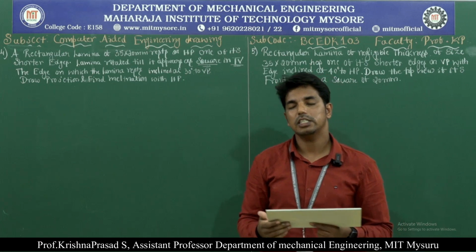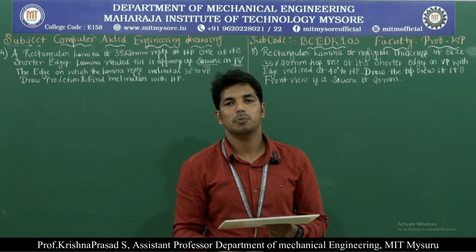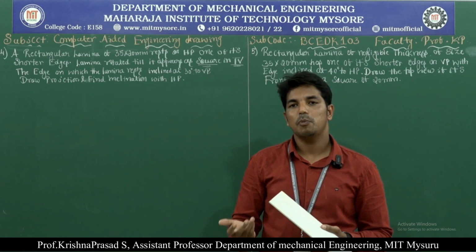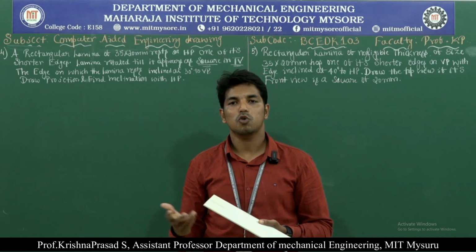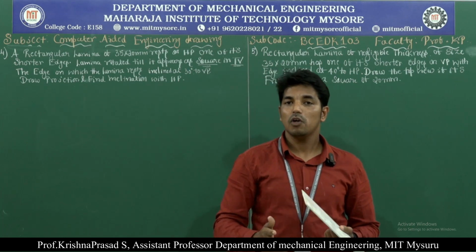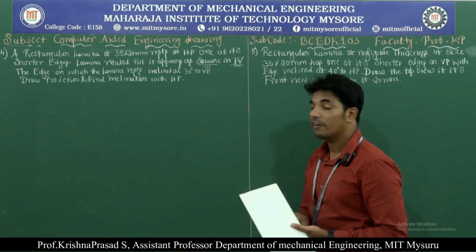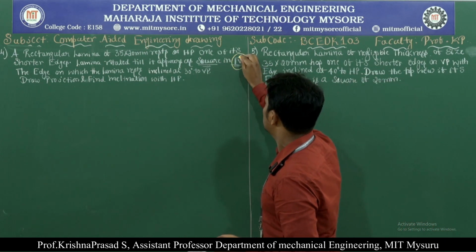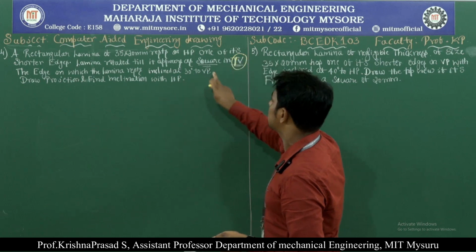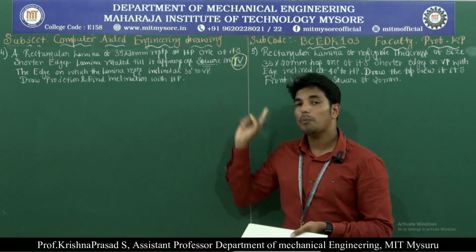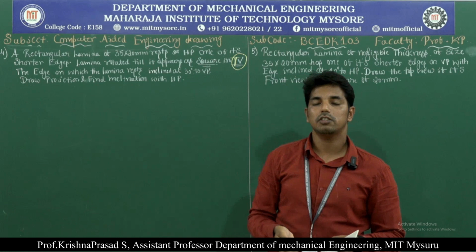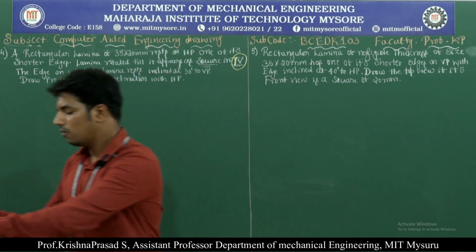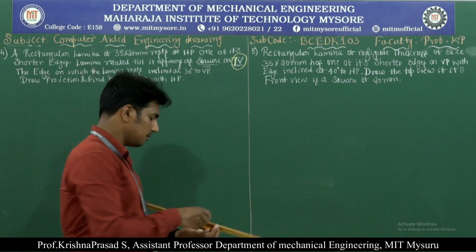Okay, but they have not given whether it is resting on HP or VP. For that we need to check whether in the second position the lamina appears as a square or a rectangle in the front view or in the top view. Observe here whether it is given or not. In the problem they have mentioned that in the top view it appears as a square. That means the resting condition should start from the HP only. Okay, so now draw the XY line.